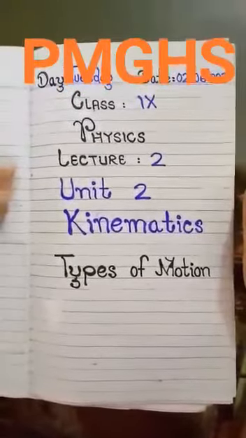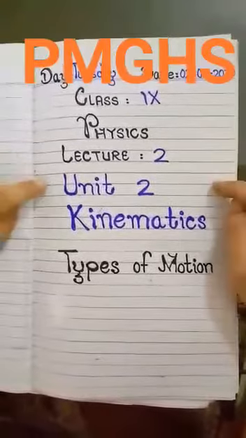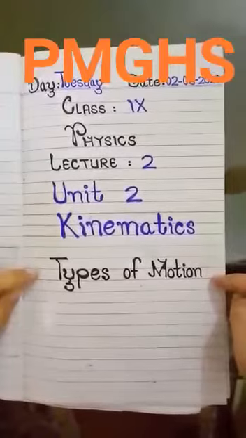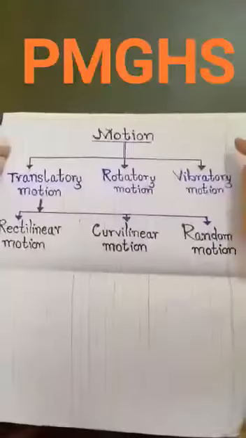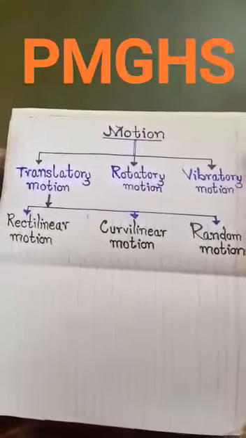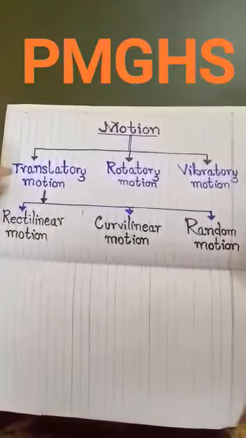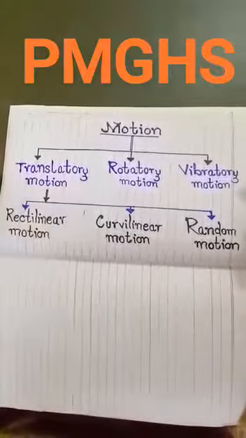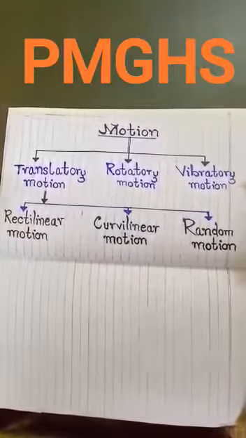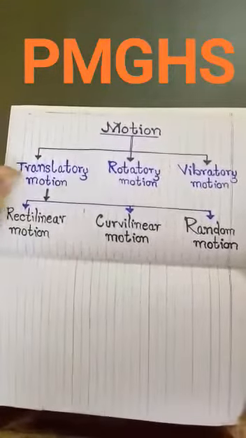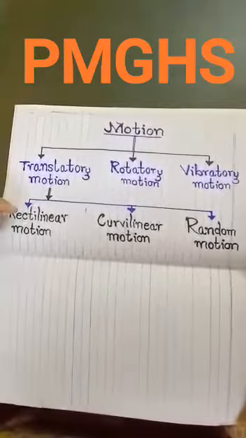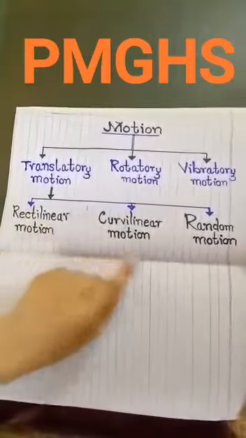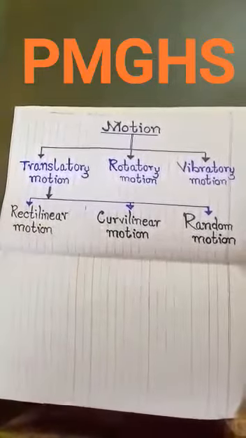I am here with the second lecture of physics from Unit 2 Kinematics. The name of the topic is types of motion. Students, motion is divided into three main types: translatory motion, rotatory motion and vibratory motion. Translatory motion is further divided into rectilinear motion, curvilinear motion and random motion.